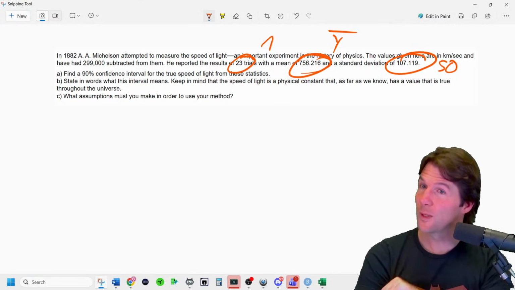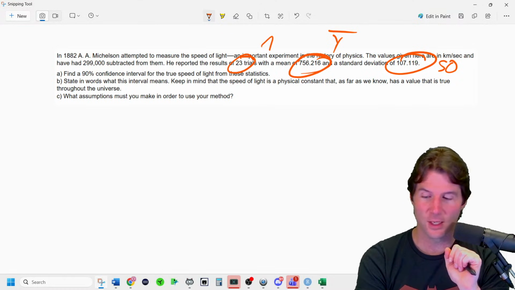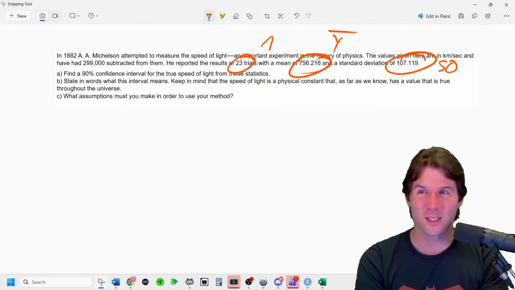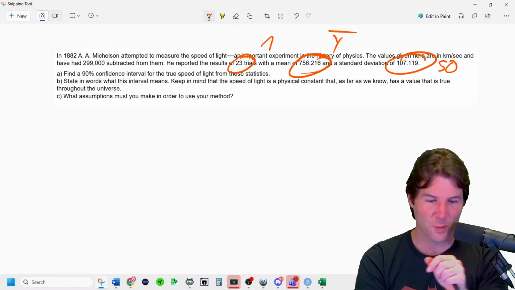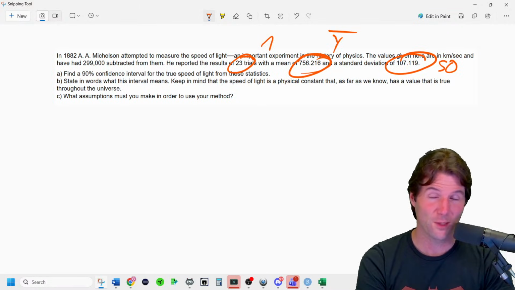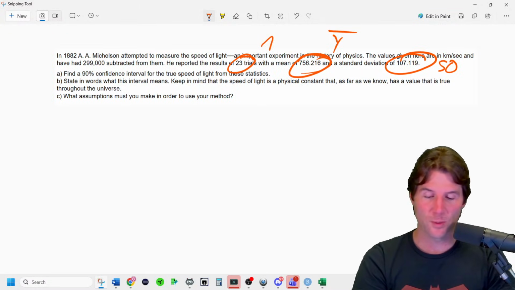He doesn't know the true speed of light. He has samples of the speed of light. So we have estimates. That's why we estimate the speed of light. We don't know the speed of light. We just have estimates of the speed of light. So, like, what is the true speed of light? Probably close to this. So we're going to make a 90% confidence interval to estimate the true speed of light.